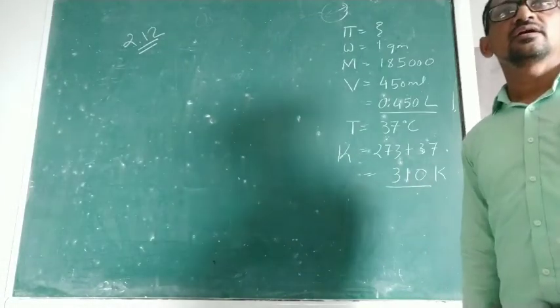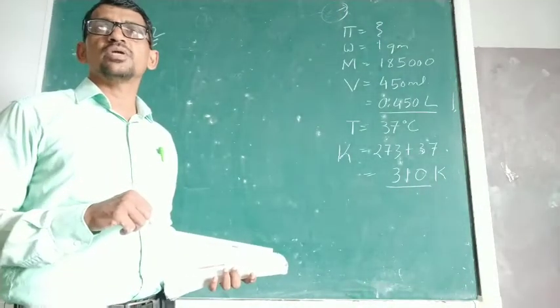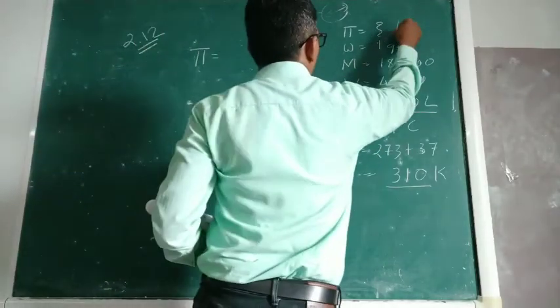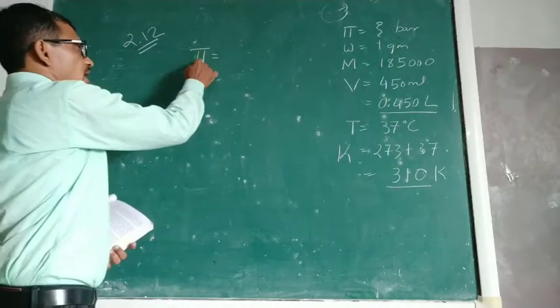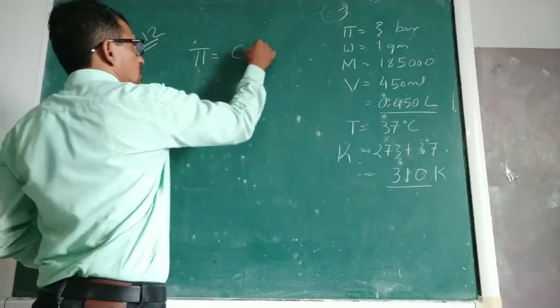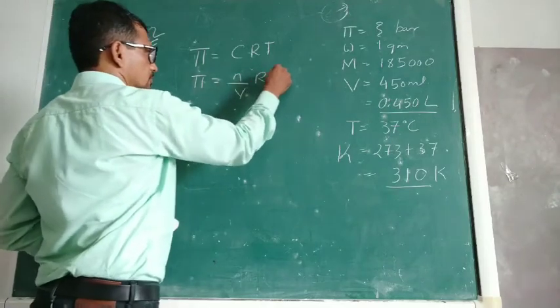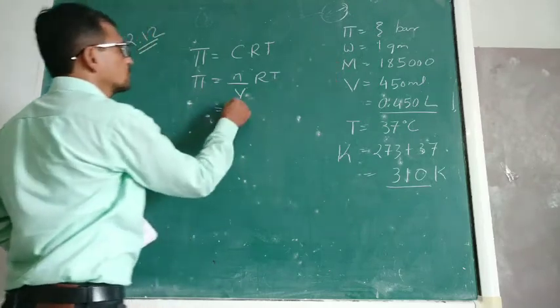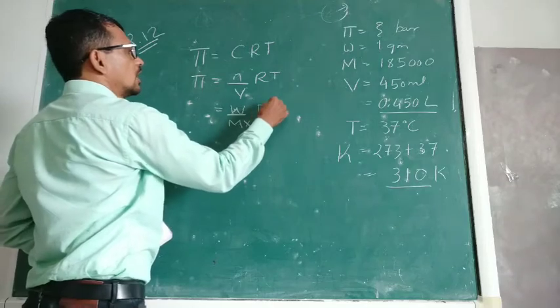Okay? 310. Now we want to find osmotic pressure. If this solution is given, then we want to find the osmotic pressure. Osmotic pressure pi, and this will come in what? Bar or Pascal. So pi is equal to CRT. Pi is equal to n by V RT. n is nothing but moles. Mole is equal to weight upon molecular weight.